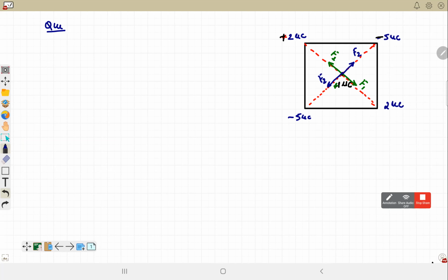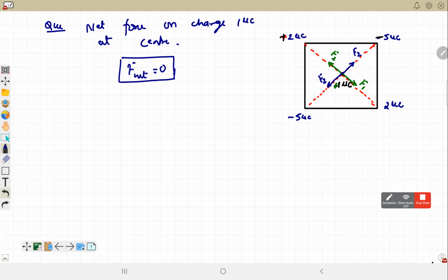What do we have to find in this question? Net force on the charge at center. So the net force will be zero. Yes sir. Charge at center, net 1 microcoulomb. It will be 0 because -5 F2 cancel out, F1 cancel out, so the net force will become 0. Tanishka, clear? Yes, sir.